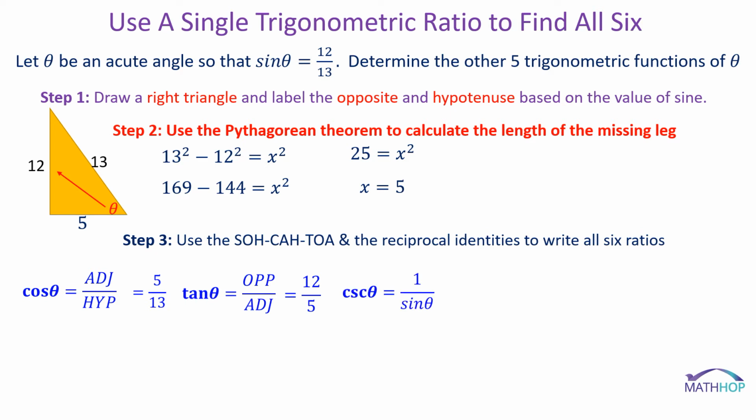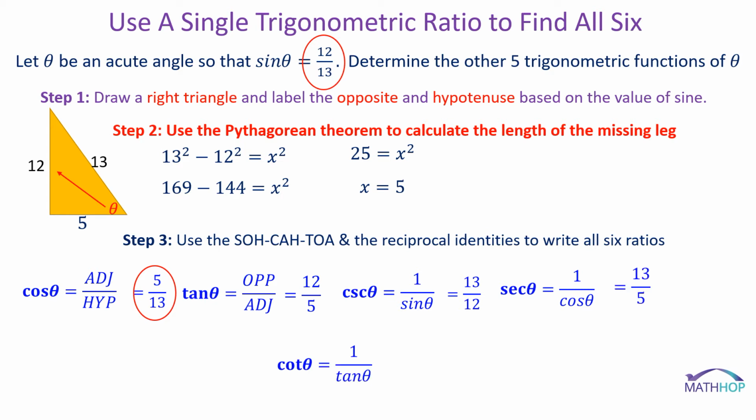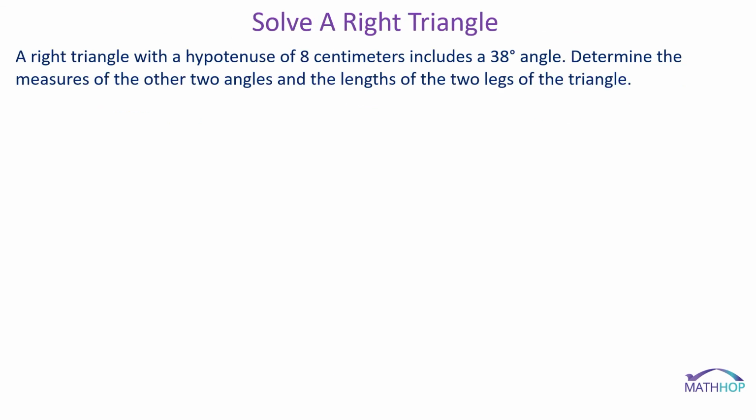Cosecant. Cosecant's 1 over sine. What's sine? They gave us sine. 12 over 13. So then cosecant is 13 over 12. Secant is 1 over cosine. We do know cosine. We already solved for it. Cosine's 5/13. So secant is 13/5. Cotangent, 1 over tangent. We know tangent. We already solved for it. It's 12/5. So cotangent is going to be 5/12. That's it.